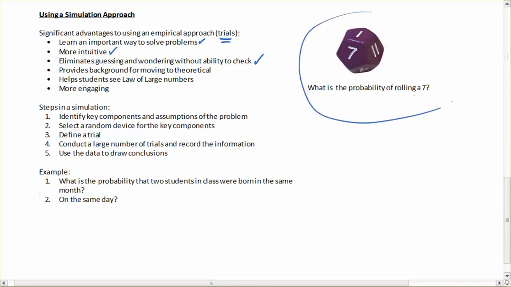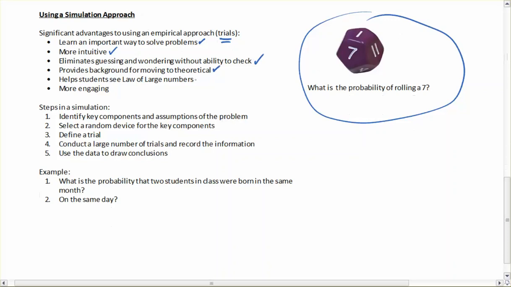Let's say I asked you what's the probability of rolling a 7 on this strange-looking die here. You could guess something and say, well, I think it should be this. On the other hand, if I say roll it a lot of times and track how many 7s you get total out of all, you now don't have to guess. You can actually see what's happening. It provides some grounding for moving toward that theoretical discussion that you need.